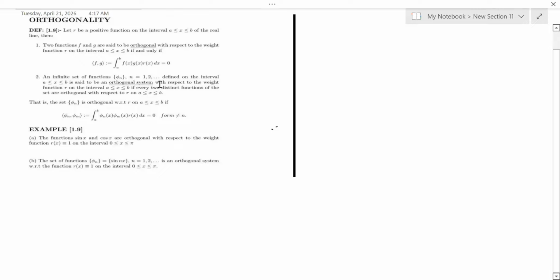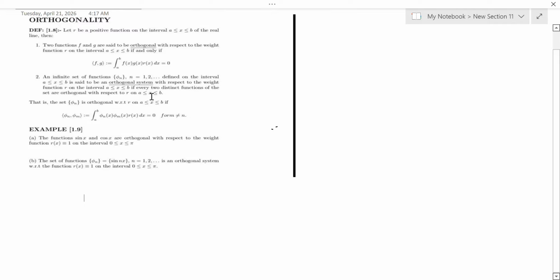So the thing is, there are two words here. One is orthogonal, the other one is orthogonal system. Orthogonal is used when you have just two functions, but orthogonal system is used when you have a set of functions. So it's said to be an orthogonal system with respect to the weight function r on the interval a comma b if every two distinct functions of the set are what? Orthogonal with respect to r on this interval.